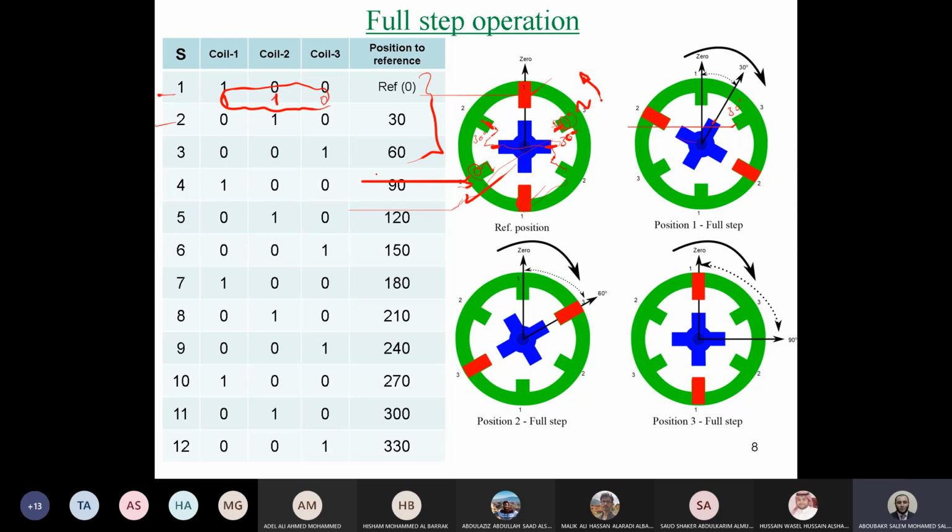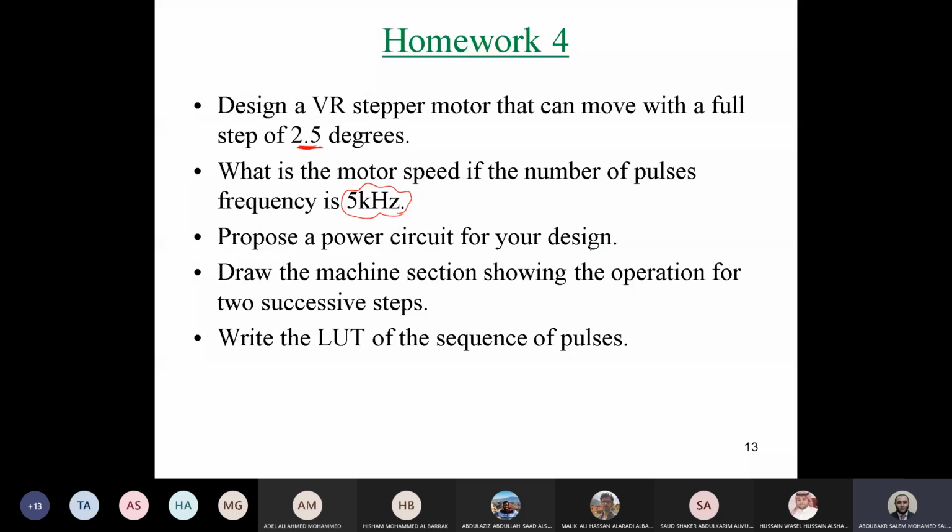And you need also to fill the lookup table for 1 complete revolution. So write the lookup table of the sequence of pulses for 1 complete revolution. Okay guys, so this will be, inshallah, homework number 4. Of course, for the universal motor you will submit the take home exam. Okay, and here for the stepper motor this will be the homework of the stepper motor. Okay guys.